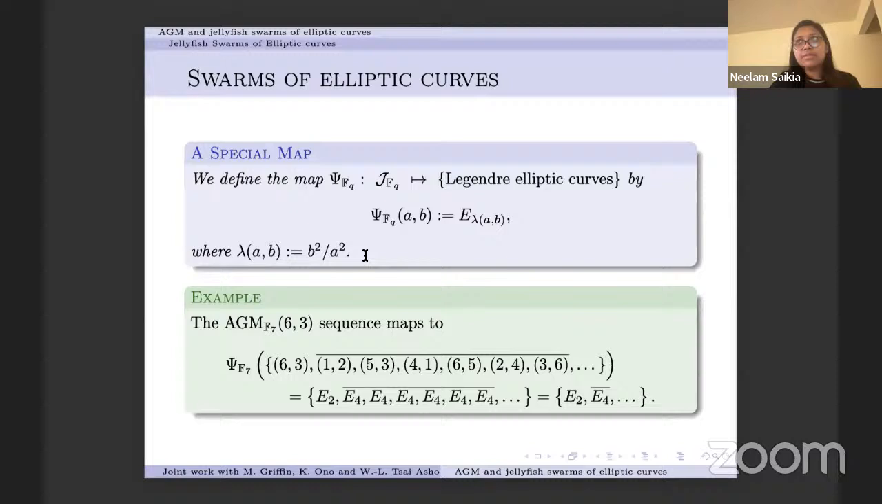So let's see some examples. For example, if you consider the jellyfish for this tuple 6-3, and you compute the psi image of the psi map over F7, we obtain that we have only two elliptic curves, E2 and E4. E4 appears, and after that, everything will be E4. So therefore, it has only two curves, E2 and E4. Here, we can say, what is 6-3? So 6-3 will map to 3 square over 6 square, which is 1/4. And the inverse of 4 in F7 is 2. So therefore, E2. And here, we have E4.